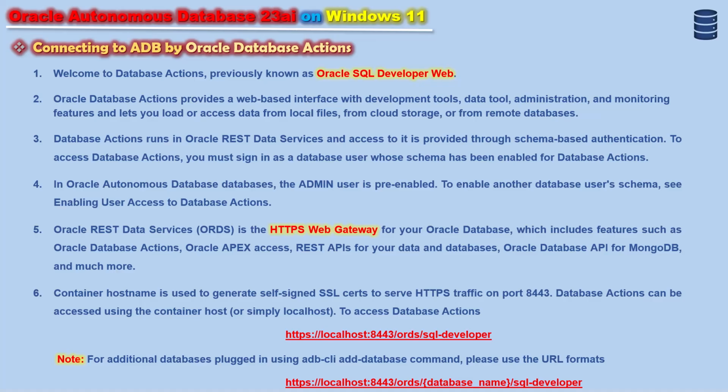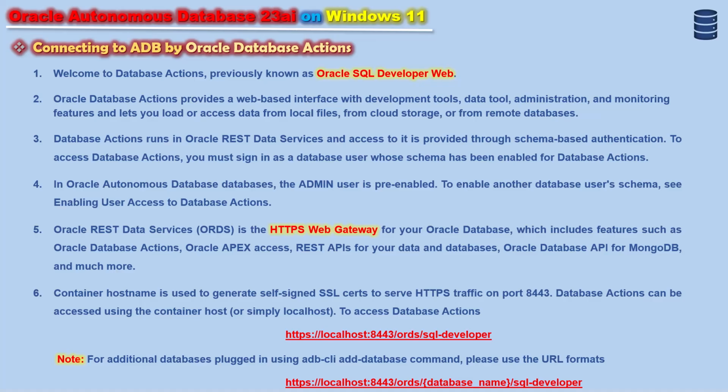Oracle Database Actions provides a web-based interface with development tools, data tool, administration, and monitoring features, and lets you load or access data from local files, from cloud storage, or from remote databases. Database Actions runs in Oracle REST Data Services, and access to it is provided through schema-based authentication.